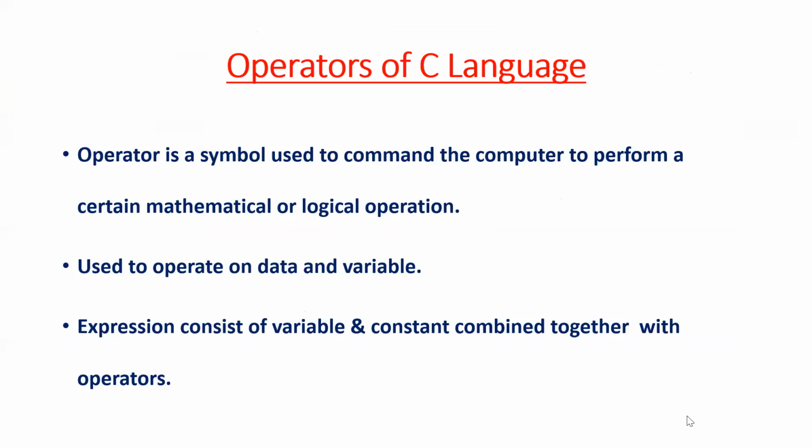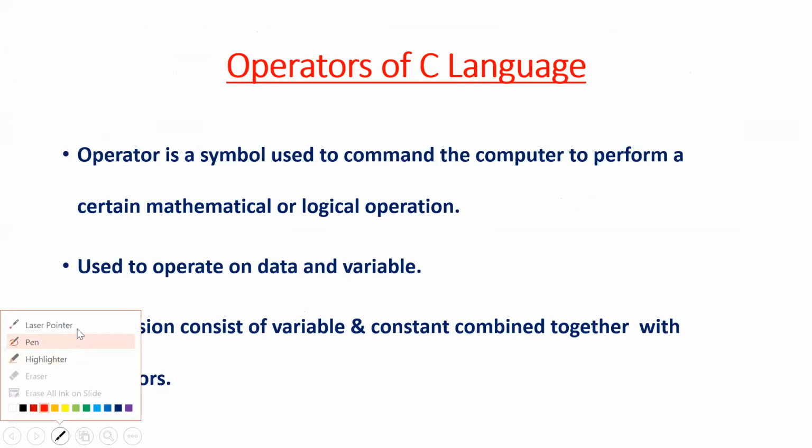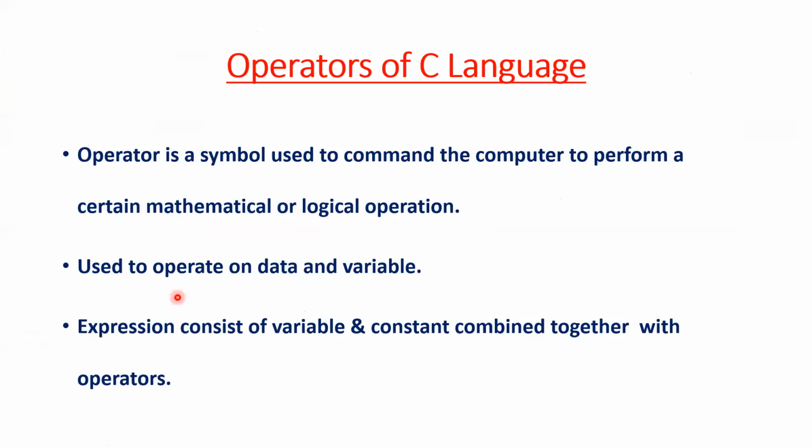Operators of C language. Clear? An operator is a symbol used to command the computer to perform certain mathematical or logical operations. Okay? Operators are used to operate on data and variables. If you remember, I have told you about operands and operators, like A plus B.